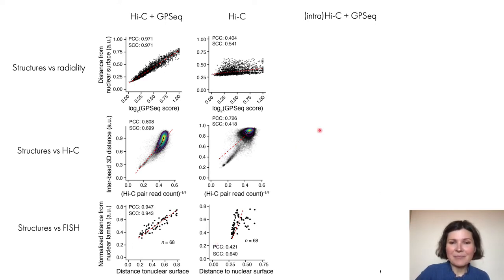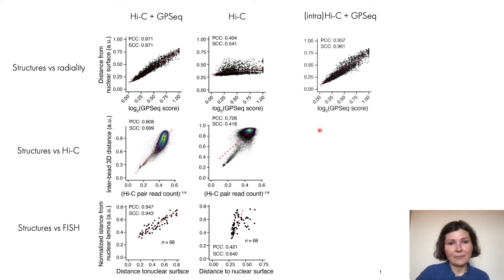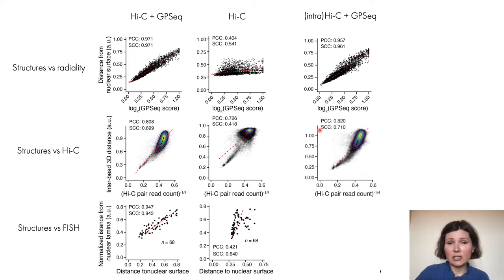wondered what would happen if we entirely omitted trans contacts from Hi-C. So really focusing only on intrachromosomal contacts, taking only those with GPSeq. What would happen if we generated 10,000 structures there? And so, as expected, again, they correlate very well with the GPSeq. They actually correlate equally well with the original Hi-C data that has both trans and intra contacts.